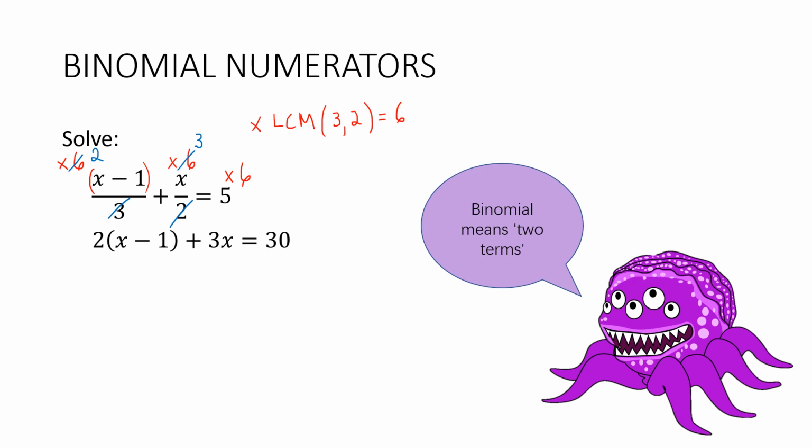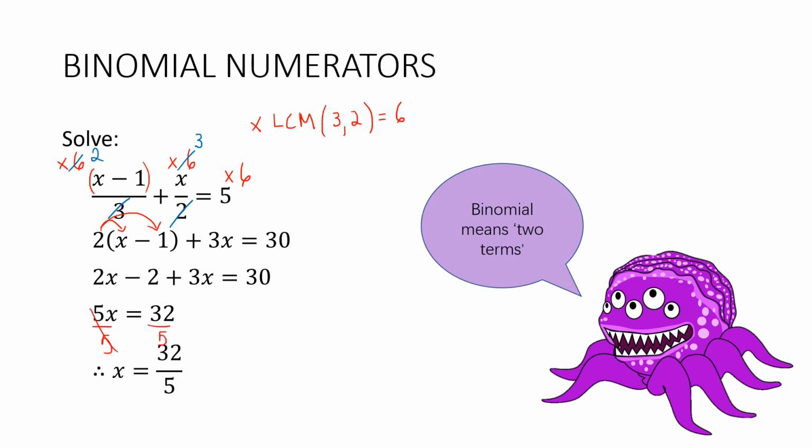Now we're back to a normal equation. Expanding the brackets here gives me 2x take away 2 plus 3x is equal to 30. I'm going to collect like terms. 2x plus 3x is 5x. I'm going to take this 2 over at the same time. It's going to become plus 2. So I end up with 5x is equal to 32. If that's too quick for you, do an extra step. Divide both sides by 5. X is equal to 32 over 5, which is our answer.